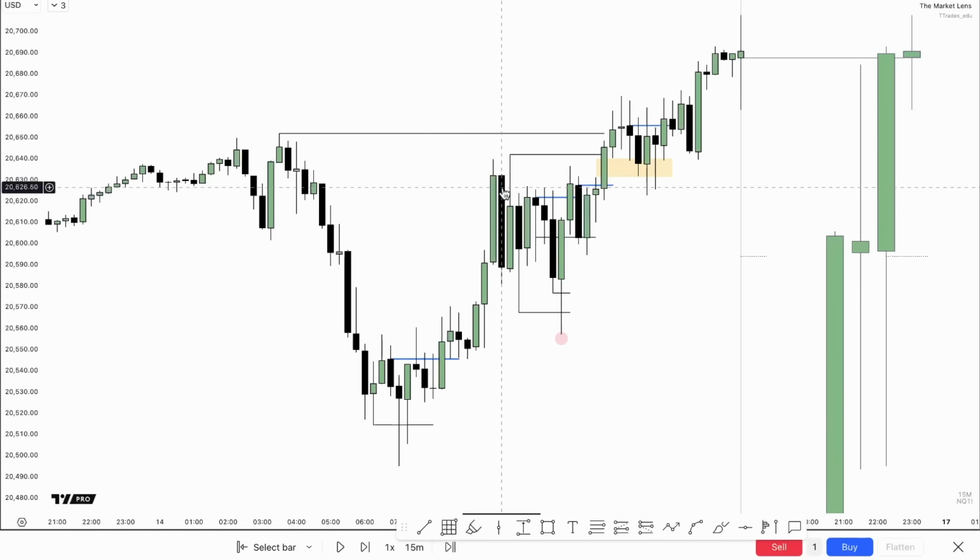We have expansion or a large range leading into a smaller range, wait for that manipulation, then look to participate, right? Because that is when the trend is going to occur after that manipulation.